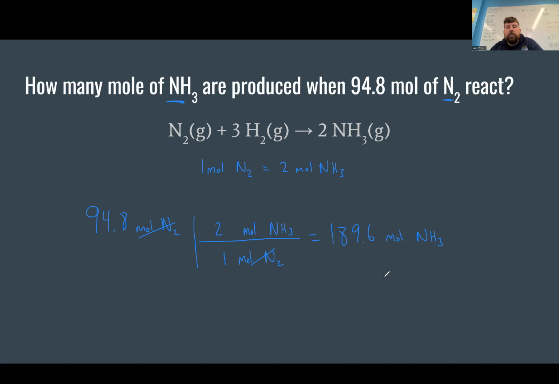Whenever you're doing these particular problems, you want to identify the 2 chemicals that are reacting or being produced, find the coefficients in front of them, and set those two things equal to each other. And then you guys know how to do dimensional analysis.